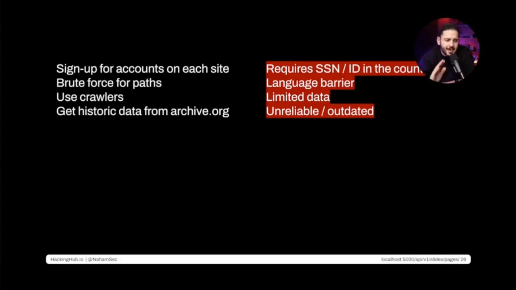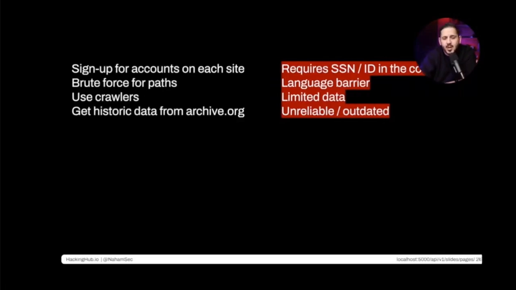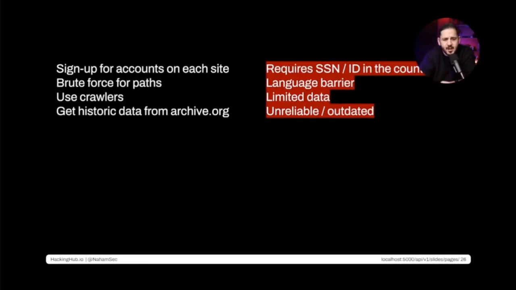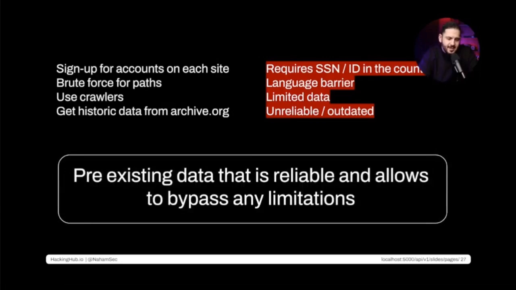And then when you come to looking at crawlers or looking at historic data from other sources, they're limited and also they are sometimes unreliable and outdated. It's outdated because it was crawled maybe 10 years ago from the Internet Archive, or the crawlers are super limited because they cannot go and actually look for data that is beyond the sign up page. So you can't sign up, you can't really see what's behind it, and that's what makes crawlers a little bit useless. What we need instead is some pre-existing data that is reliable and is going to allow us to bypass any limitation. The limitation here could be the language barrier, not knowing what the application is like, no endpoints, things like that, right?